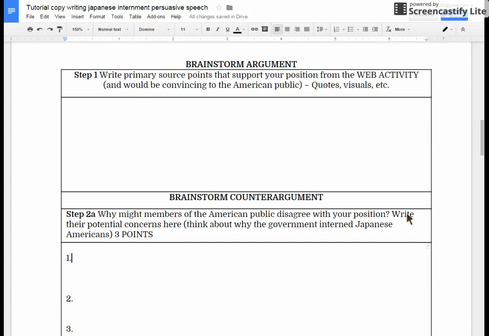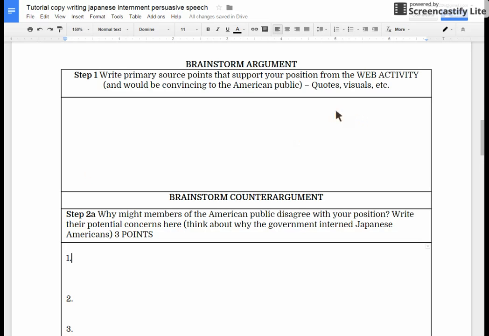Step one, you're going to take the notes that you have from the web activity, and your job is to think of it like a sifter. You're going to sift through all the information that you've collected, and find what you consider to be probably the three most important pieces of evidence that you believe would be the most influential in convincing the American public that fear undermined the rights of Japanese Americans during this time period.